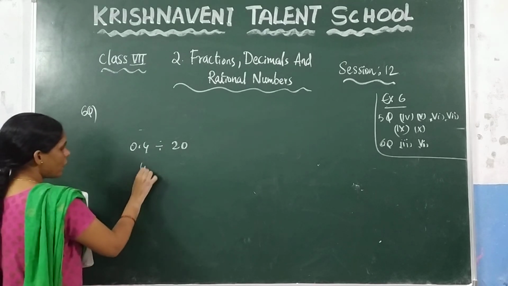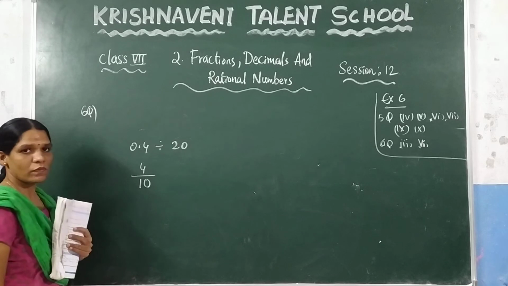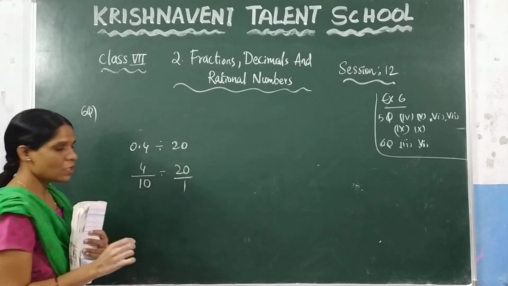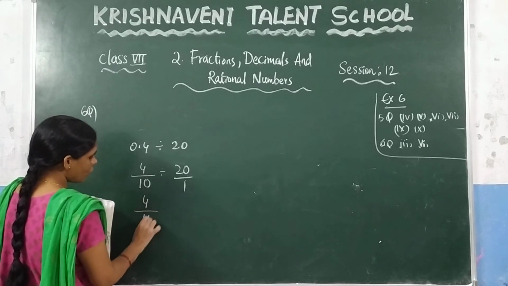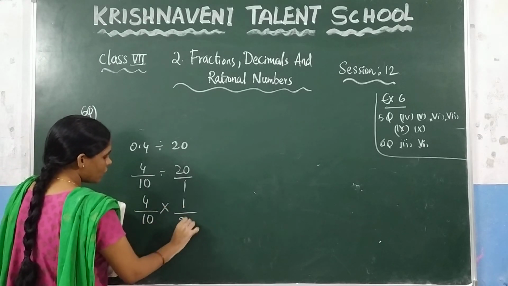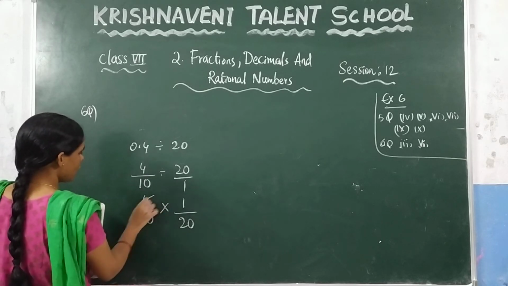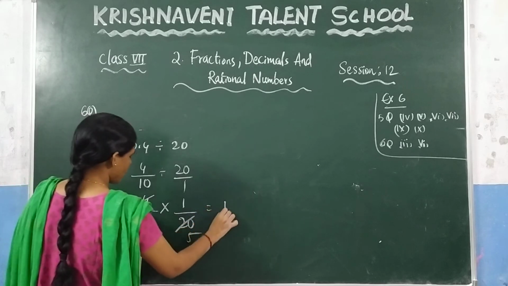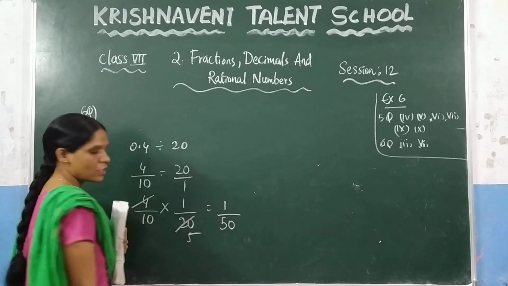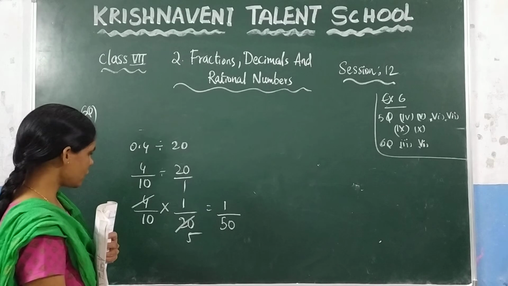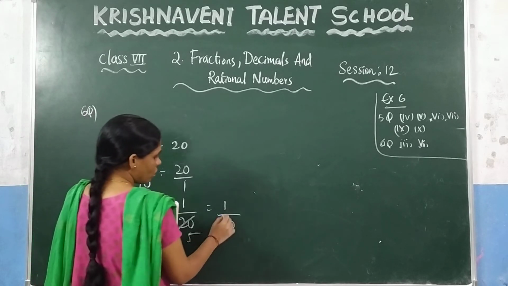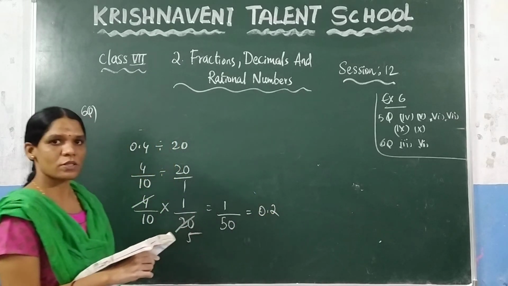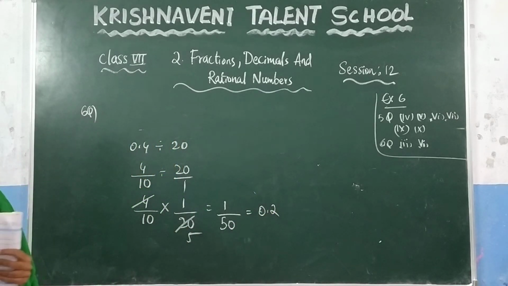You can write 0.4 as 4 by 10, because after the decimal point one number is there, and divide by 20, you can write it as 20 by 1. So change into multiplication, 4 by 10 into 1 by 20. After that, the 4 ones and 4 fives will get cancelled. What is left out here? 1 by 50. So what is the value of 1 by 50, which is nothing but 0.02. Like this you can solve it. So here, see the next problem.